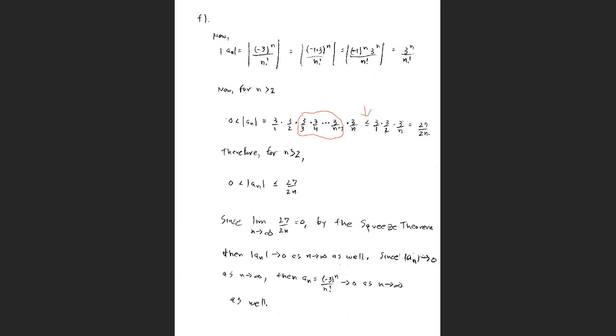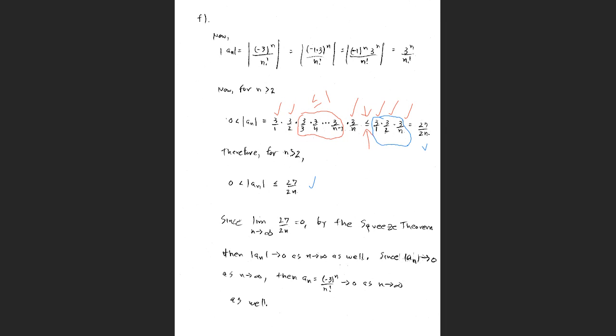So you have the 3 over 1, the 3 over 2, and then this part here is less than or equal to 1. So that's why you have the less than or equal to. And this on the right equals 27 over n. The squeeze theorem, this is just a way to apply it. So for n greater than 2, the absolute value of our sequence is always less than or equal to 27 divided by 2n.